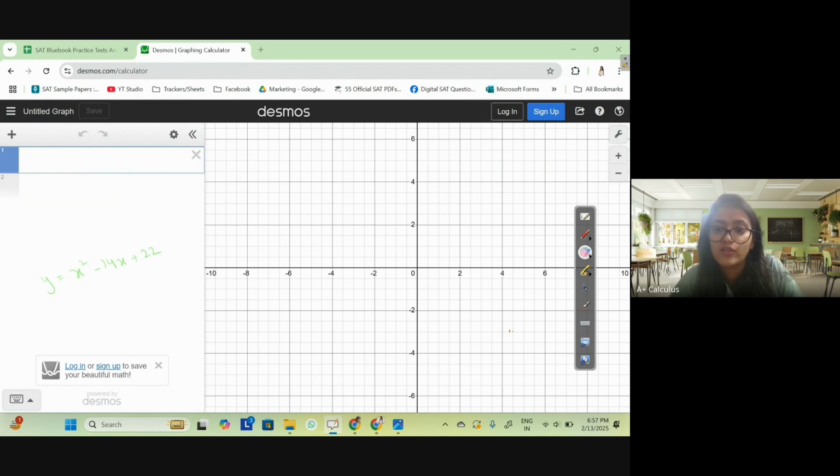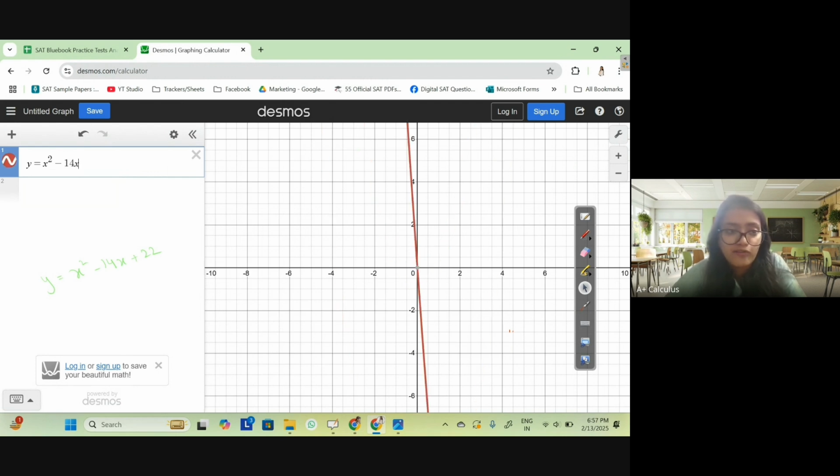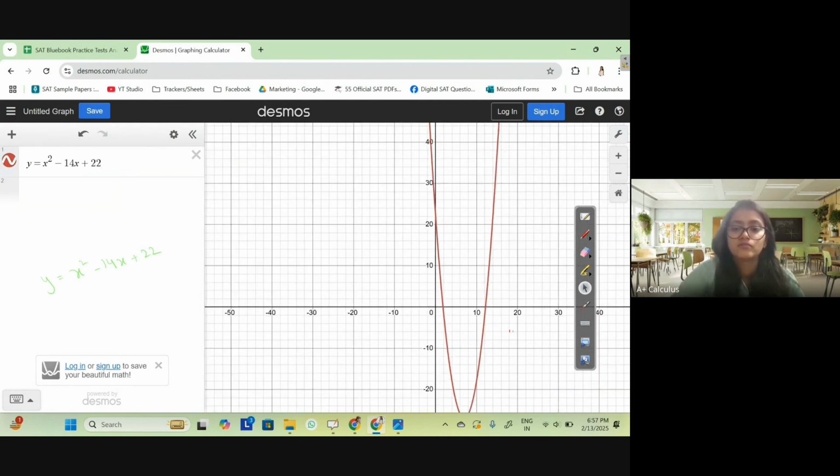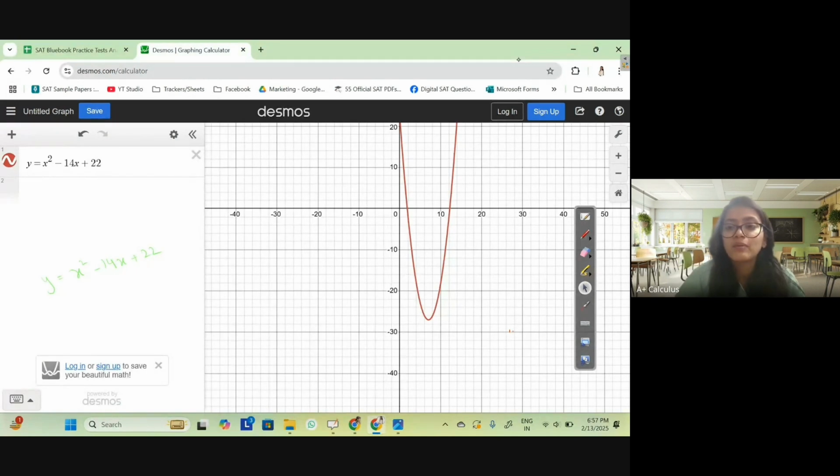Let's get rid of all of this. Type the equation y is equal to x squared minus 14x plus 22, and it will give you the graph. Now, obviously, the minimum value will be at the vertex, right? So you click on the vertex.